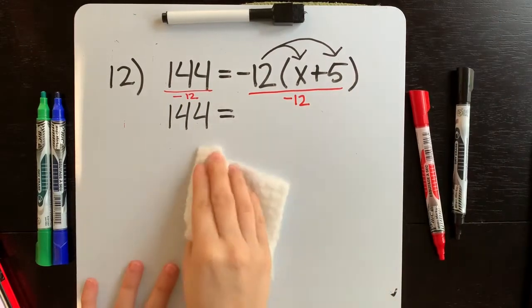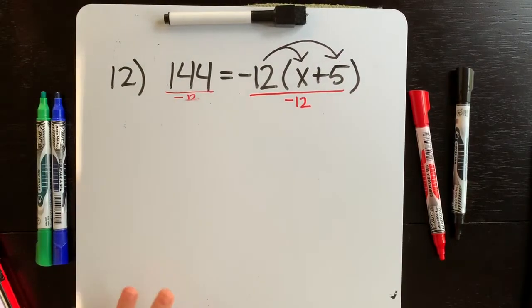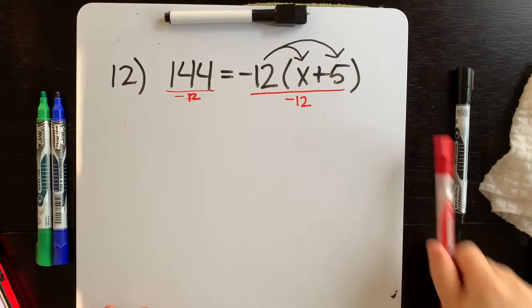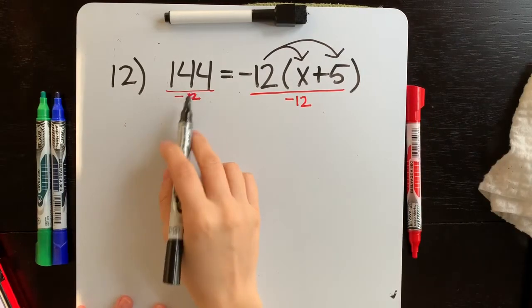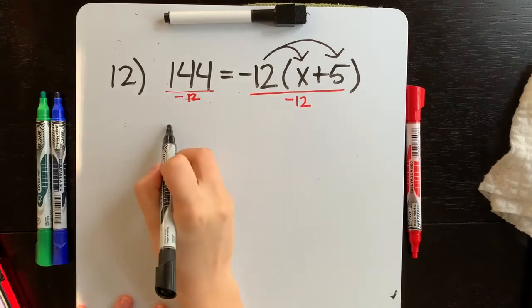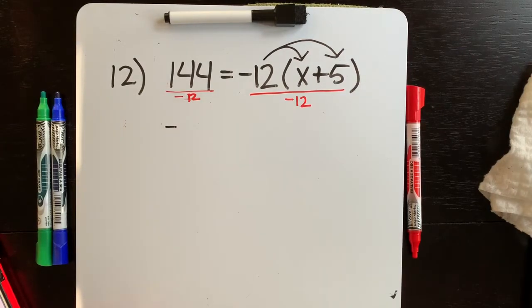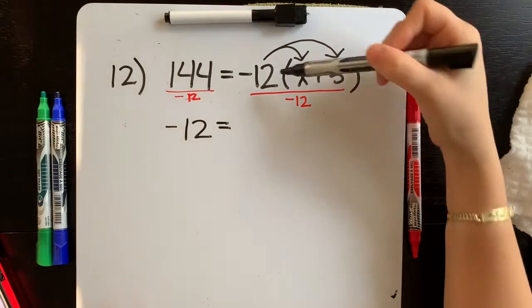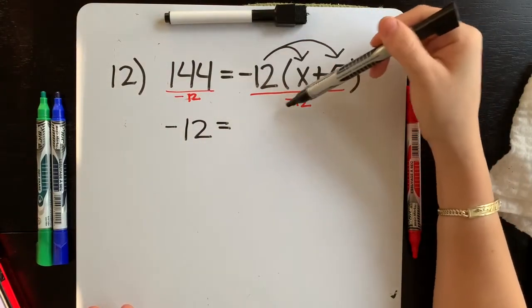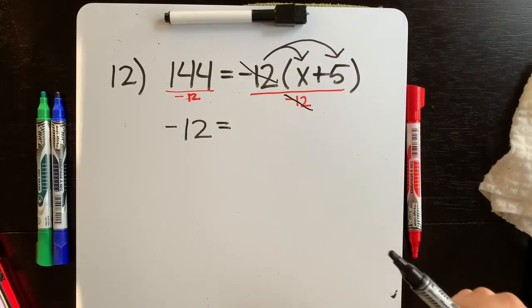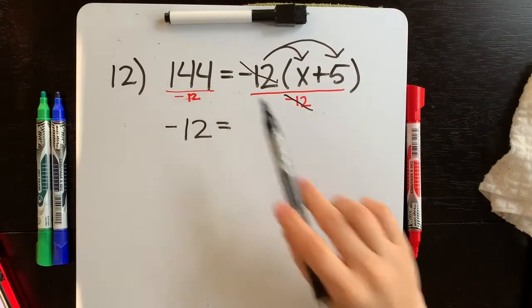So let me erase this. Okay, 12. So 144 divided by -12. Positive divided by negative will be a negative. And 144 divided by 12 is 12. And the reason we did this was because -12 divided by -12 is +1. So that's why you always want to divide by the same number and the same sign to get 1.